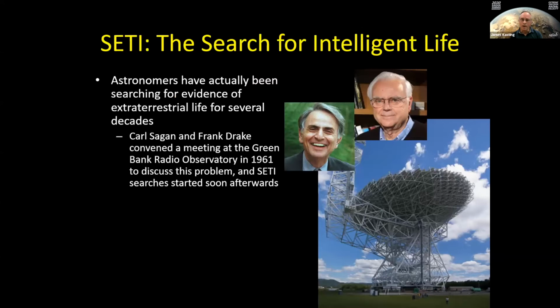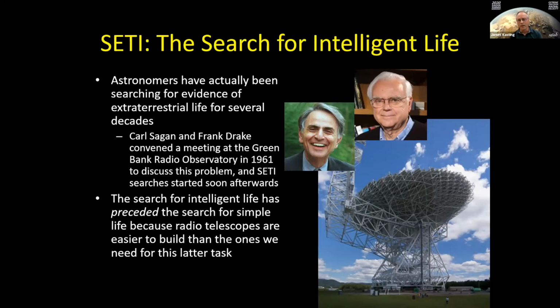I'd like to start by reminding people that the search for life out there in the universe has been going on for several decades, six of them in fact. Two of the early pioneers in this were Carl Sagan and Frank Drake. And of course, this is the Sagan workshop that you're attending, named in Carl's honor. Sagan and Drake co-convened a meeting at the Green Bank Radio Observatory in 1961, which was focused not just on the search for life, but the search for intelligent life in the universe.